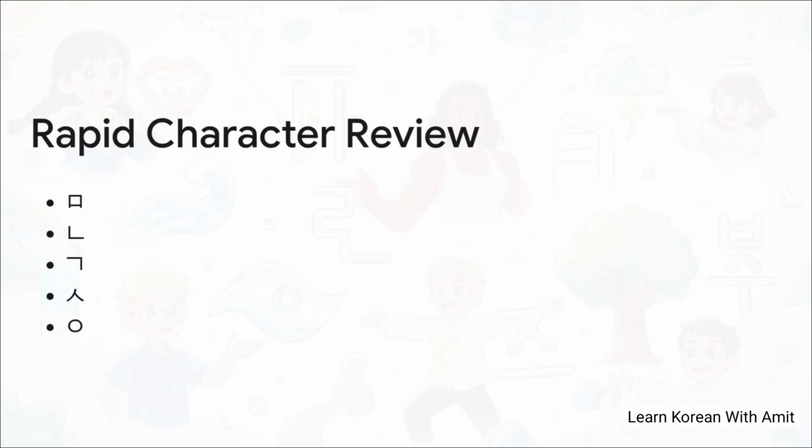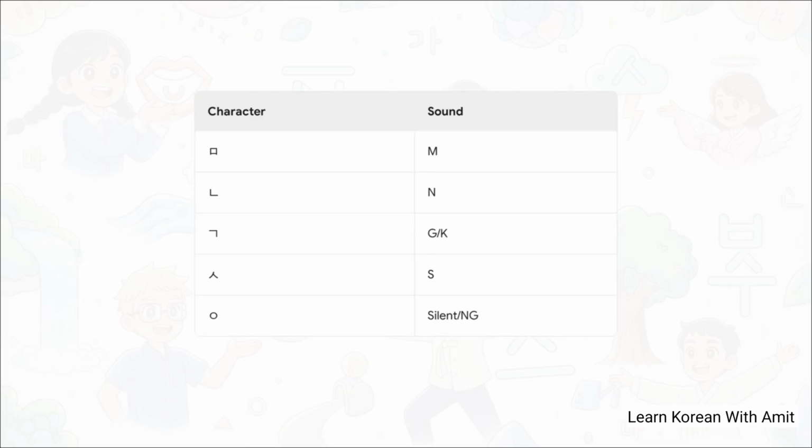Here they are. First, the box shape. Next, the one that looks like a nose. Then, the gun or gate. Fourth, the standing person. And finally, the circle. Think fast. Lock in your answers. What sounds do these shapes make? 5, 4, 3, 2, 1. Okay, let's check the answer key.